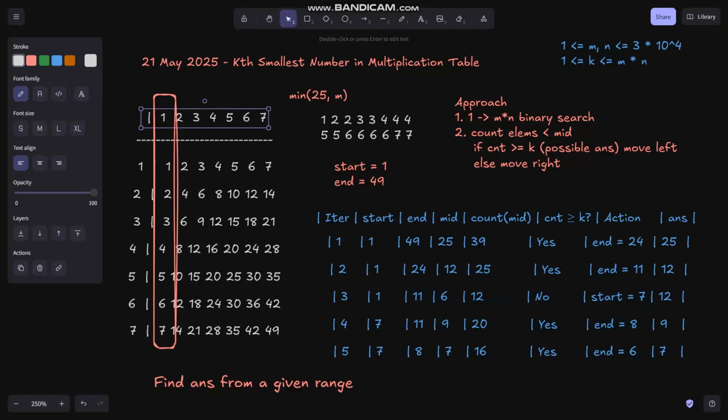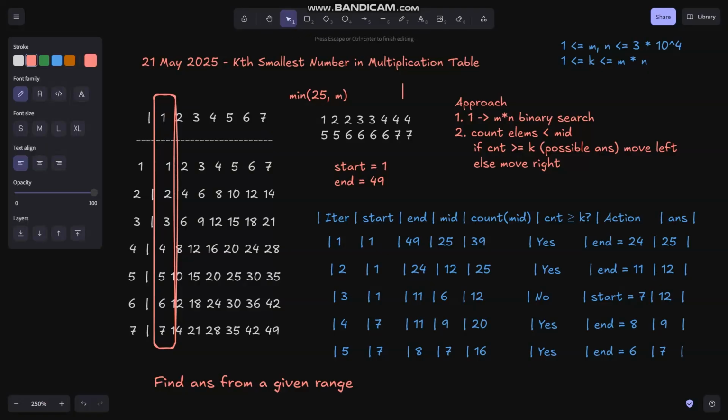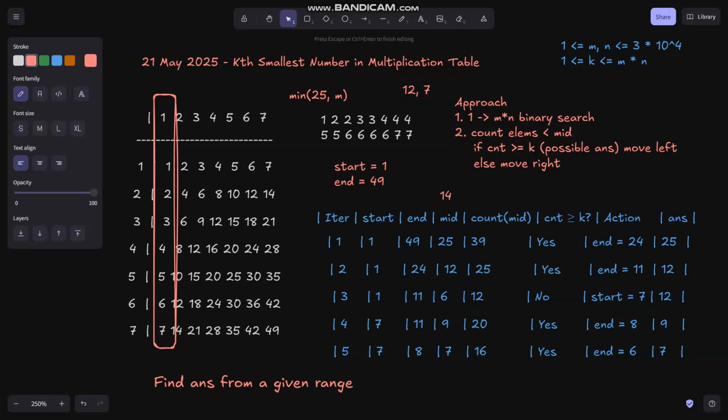So if you look at 2, how many elements can be less than 25 in the table of 2? It can be 25 by 2, that is 12. But in our table we only have up to 7 elements, so only 7 elements here are less than 25. So you add the first 7 and the second 7, and we get 14.